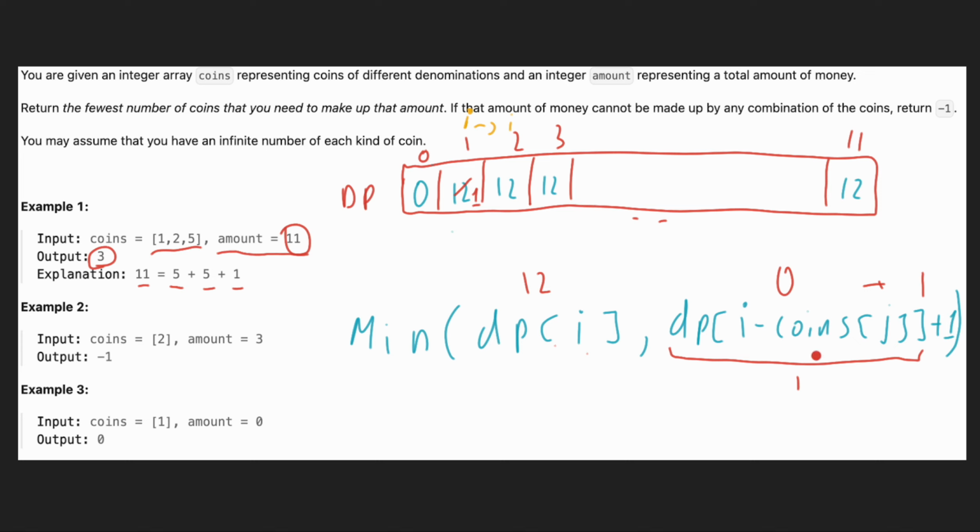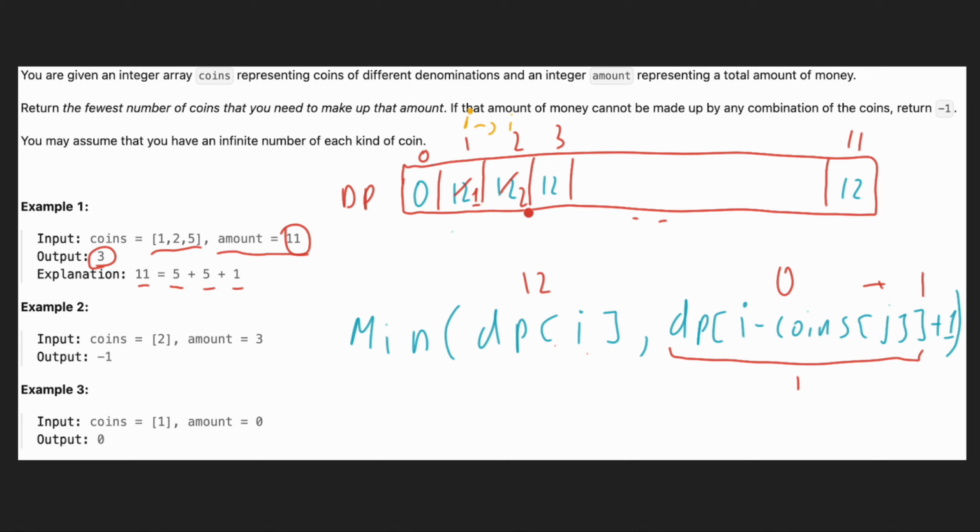So the minimum of 12 and 2, we are replacing that with 2, by using the first coin. Which means we need 2 coins. So we solved the first sub-problem, and because of that we also solved the second sub-problem. Because here we use dp[1], how many coins we need when our amount is equal to 1.